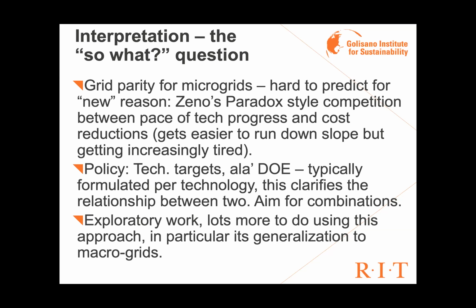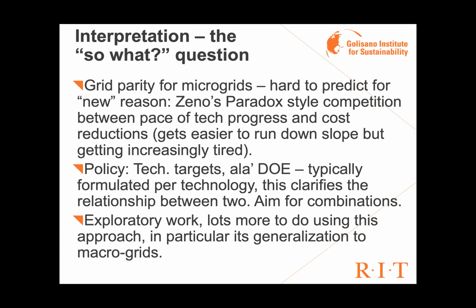Policy: the Department of Energy, and other agencies, often use tech targets, price targets in the future, to inform R&D programs. And typically these price targets are set by technology. Like we want to have solar power be $1 per watt by 2030.